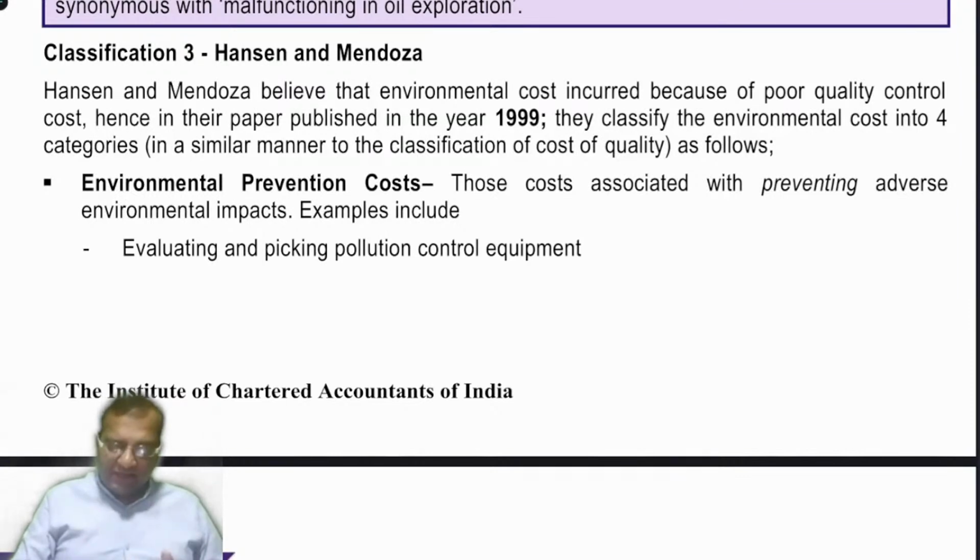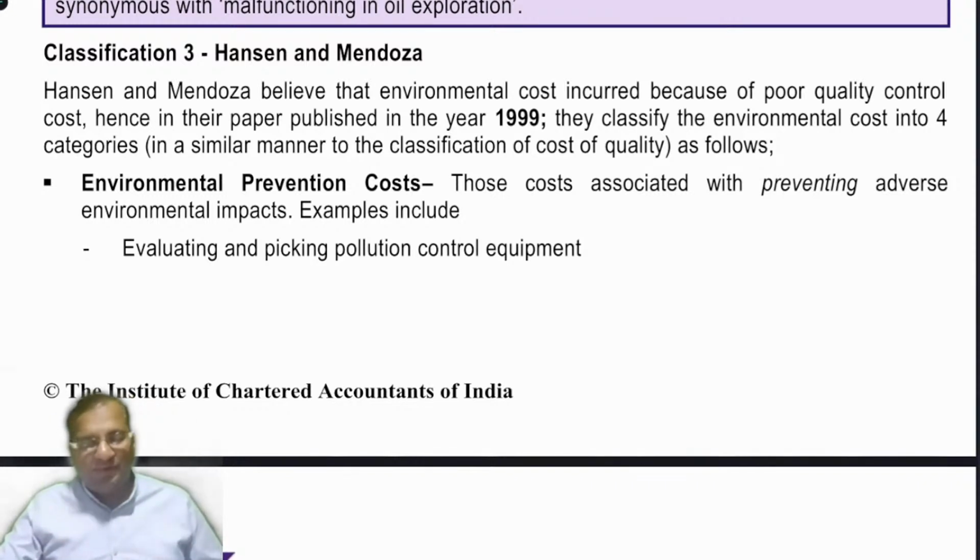Already a question is there regarding this classification, and some more questions can be drafted because it is the merging of two concepts: cost of quality, prevention cost, appraisal cost, internal failure cost, and external failure cost. These are the concepts of cost of quality that are being used by the authors Hansen and Mendoza in environmental management accounting. So, if the paper setter uses this classification, he can ask two concepts in a single question: cost of quality and environmental management accounting.